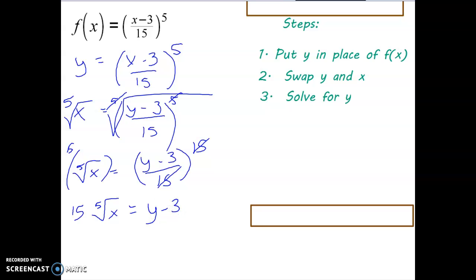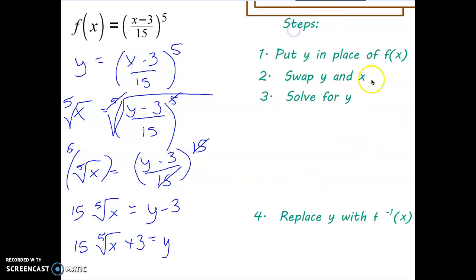All right, still working to get y by itself. That last step is going to be to add 3 to both sides. And I'm going to do that without writing out the plus 3 because I'm running out of space. All right, so there I have solved for y. And then my last step, just like before, replace y with f inverse x. So I'm going to say f inverse x equals 15 times the fifth root of x plus 3.